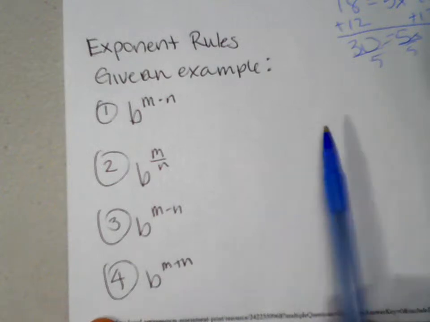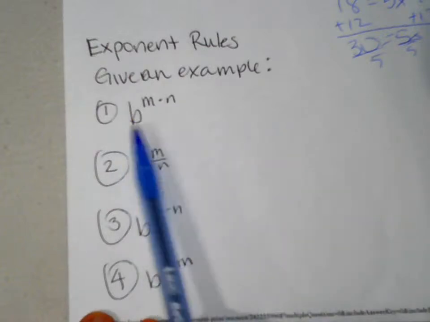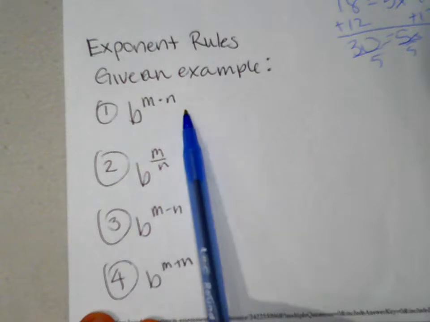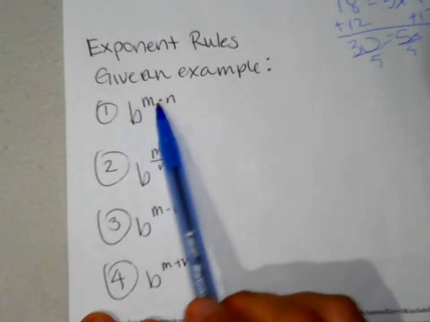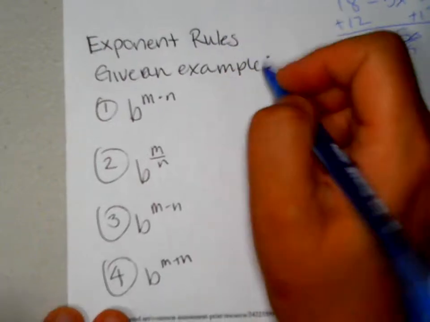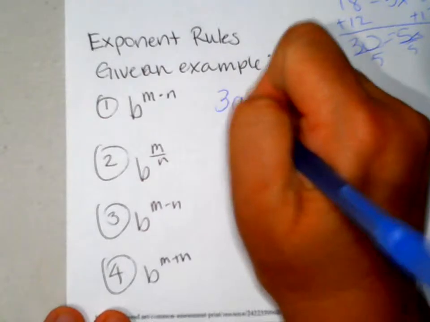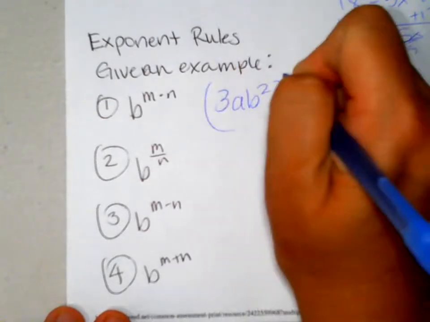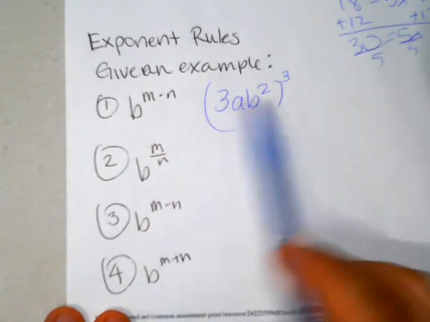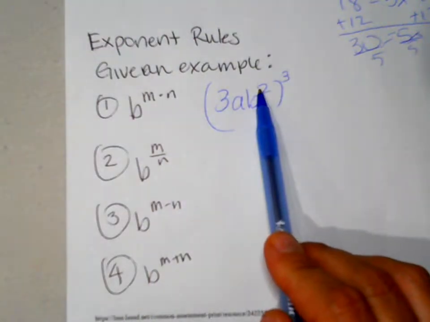And so this one right here, b to the m times n, okay? This is like a power of a power. So you would get something like this when you have like 3ab squared to the third power. Power of a power. How do you do that? Well, you multiply each one of these. Okay.